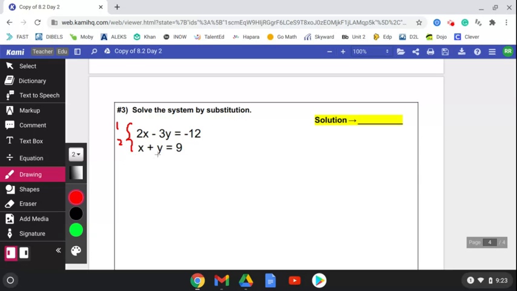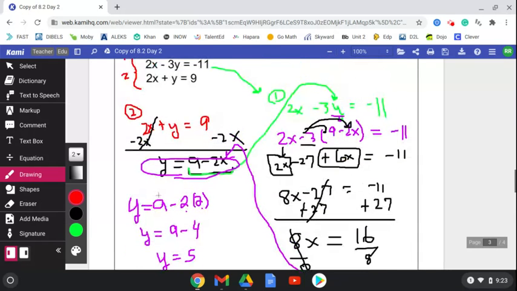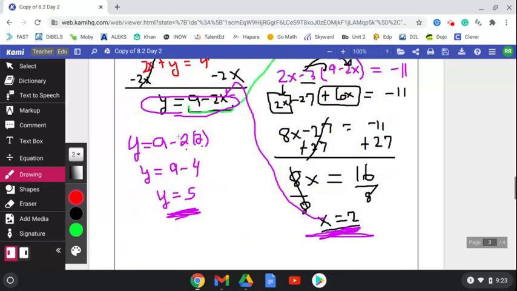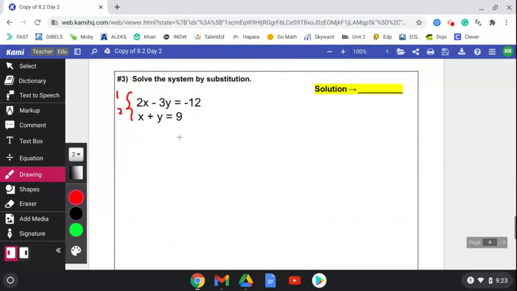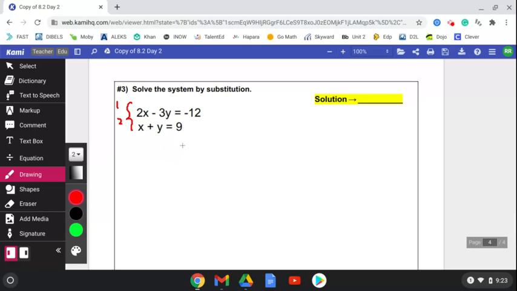So how about, since in equation 2 we solved for y, how about this time we solve for x, just to show you that when solving by substitution, you don't always have to solve for y. You can also solve for x when solving by substitution. And so let's do that in this problem, number 3.